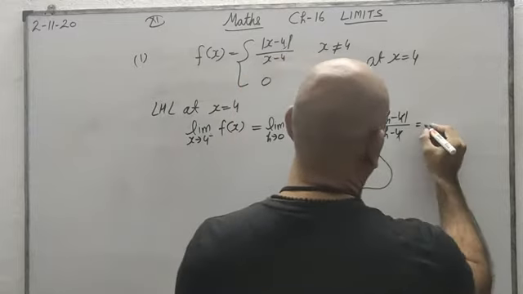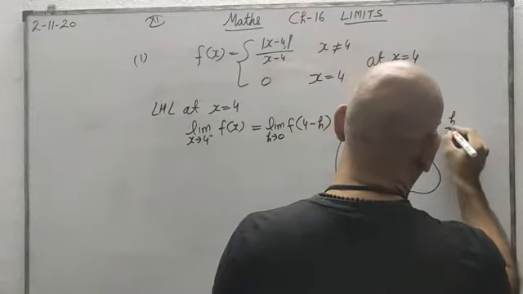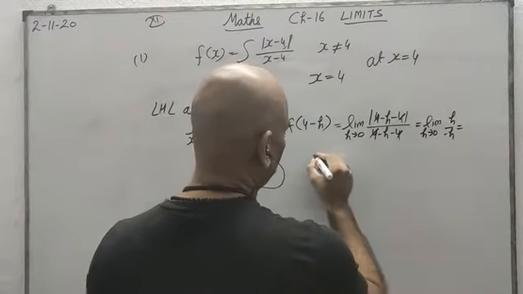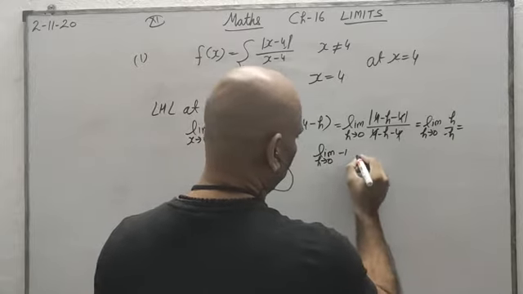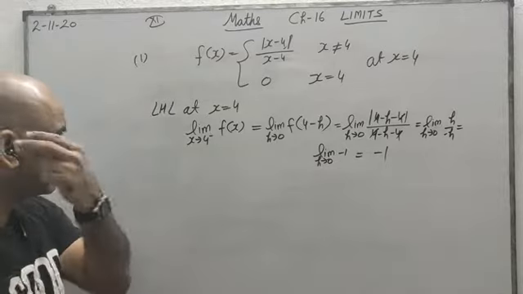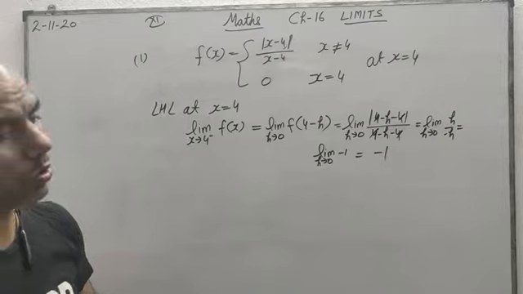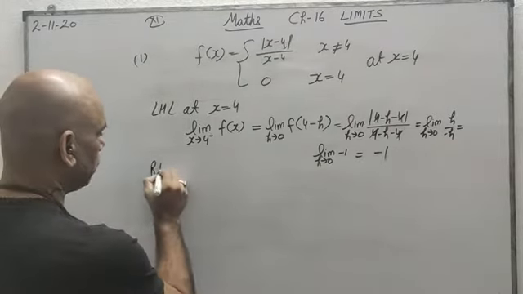Due to modulus, outside I got positive h, and from the bottom it is negative h. I got limit h tends to 0 negative 1. So the answer is negative. So the value of LHL at x is equal to 4 is minus 1. Now I will calculate RHL at x is equal to 4.